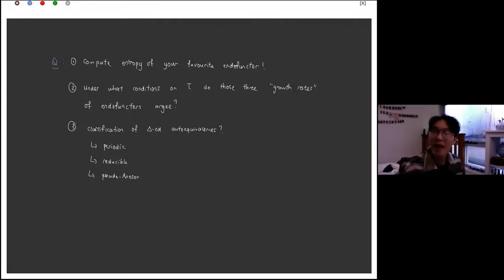And you can also ask a few deeper questions. For example, under what conditions do these different growth rates, the one given by the mass growth and the one given by the entropy, actually agree? And finally, there's also this very famous classification of diffeomorphisms given by Thurston, and you can ask whether there's a very similar classification for triangulated category autoequivalences.